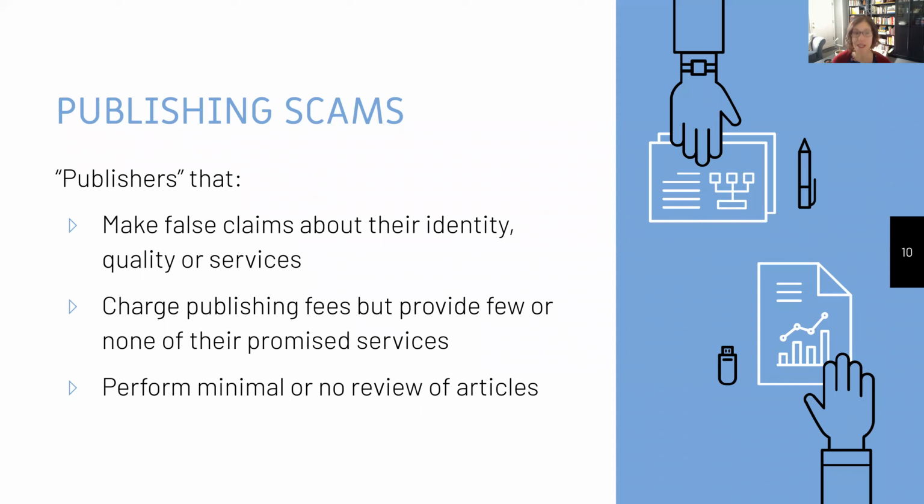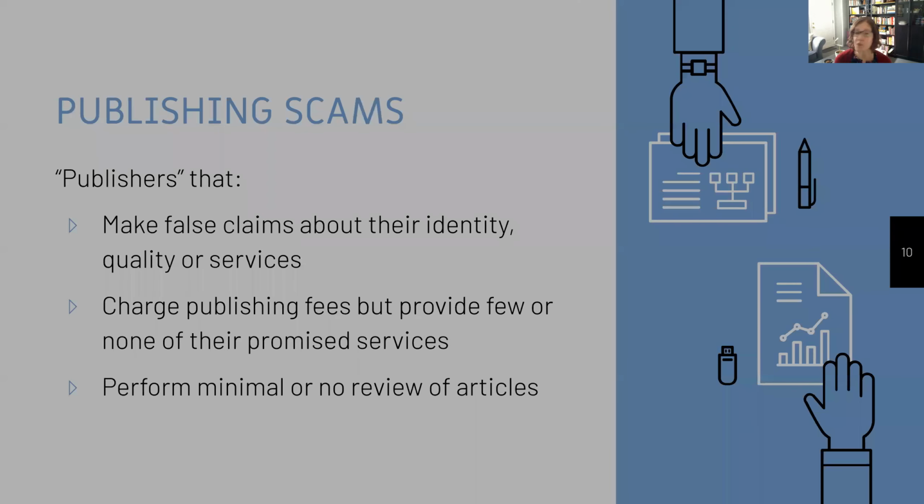Also, they often emphasize fast turnaround times for peer review and publication, and they may offer comparatively low publishing charges, maybe only a few $100s. And both of these things are designed to entice authors to submit without taking a closer look at the journal. And the fast turnaround times to publication are actually often indicators that there is little or no peer review happening.